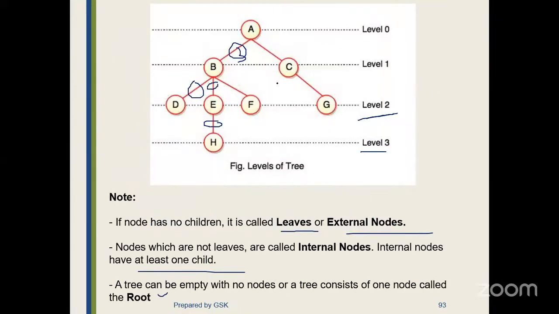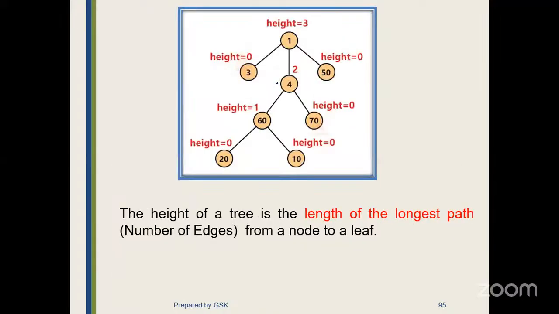Next, height. The height of a tree is the length of the longest path. Longest path means, in simple terms, the number of edges from a node to a leaf node, from a particular node to a leaf node in that particular branch. For example, take root node 1. What is the height of this root node? Select the longest path from this root node.